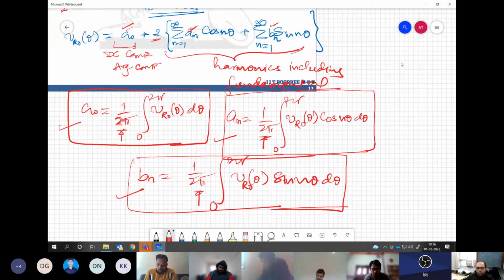So let's start with the DC component first. Then we go for the fundamental, that means A1 and B1, and then we go for the second harmonic, third harmonic, and so on.